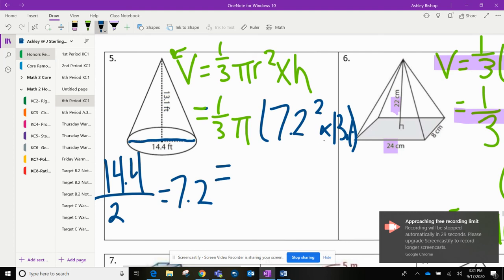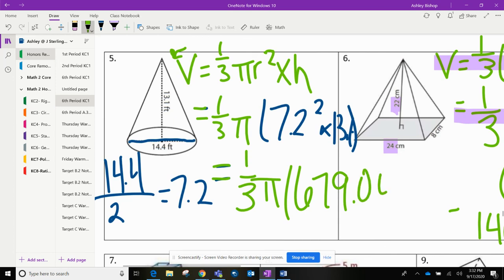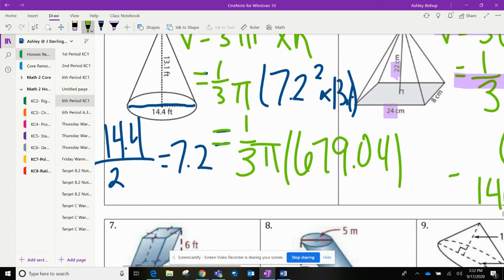And then I'm going to get, right here, I'm going to have 1/3 pi. 7.2 squared times 13.1 will put me at 679.04. Then I'm going to divide this number by 3. I'm going to take this and divide it by 3, and that will give me 226.37.